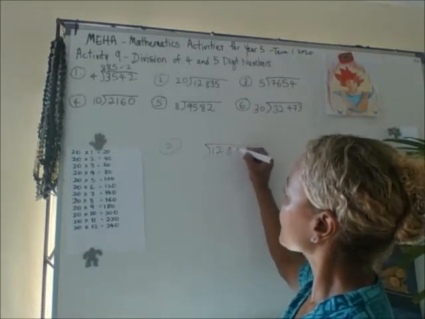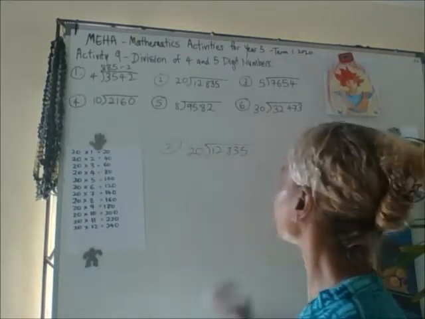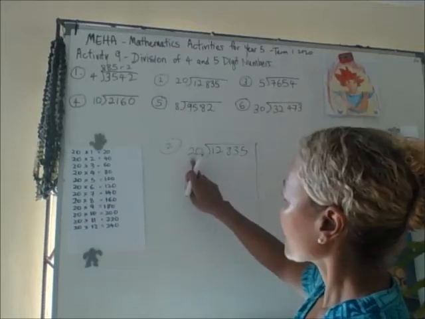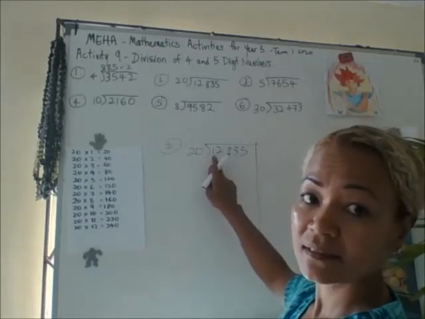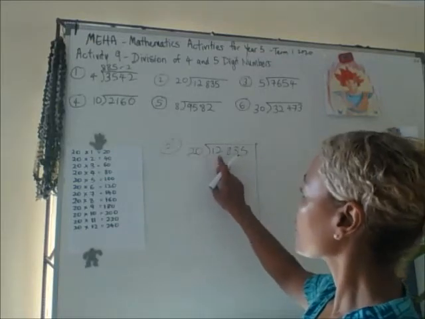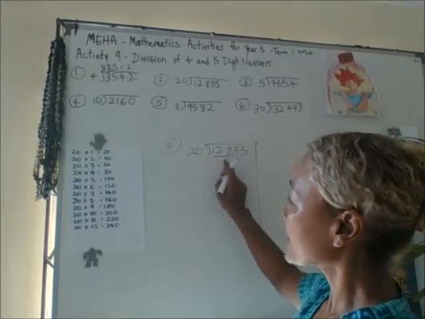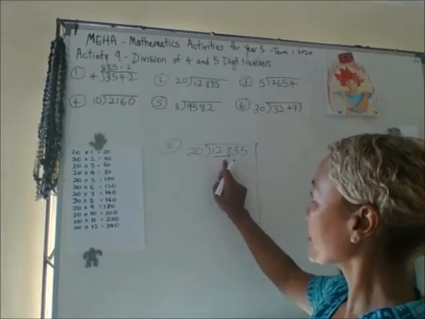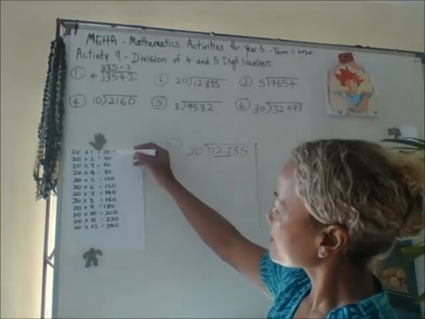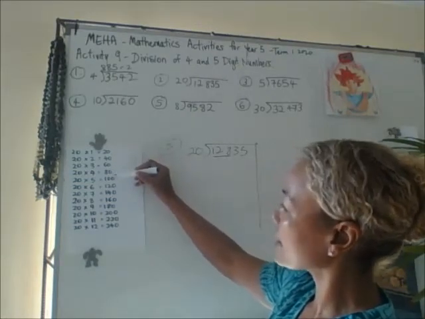12, 8, 3, 5 divide by 20. Now the number 20, can it fit into 1? No. Can it fit into 12? No. So we're going to have to go for 3 digits. It can fit into 128. Yes. How many times? Let's see how many times it can fit in to get a number just under 128.